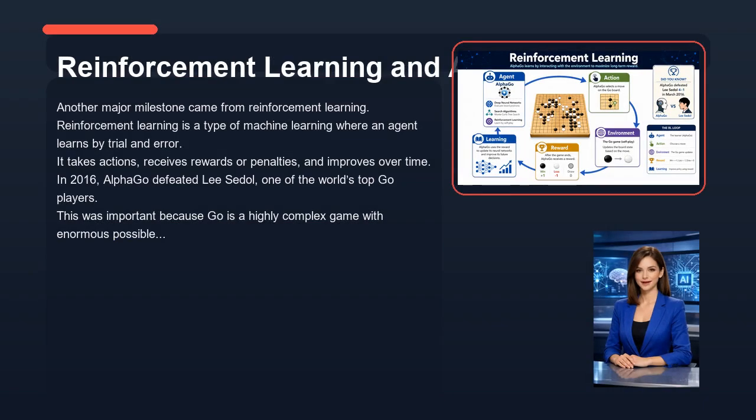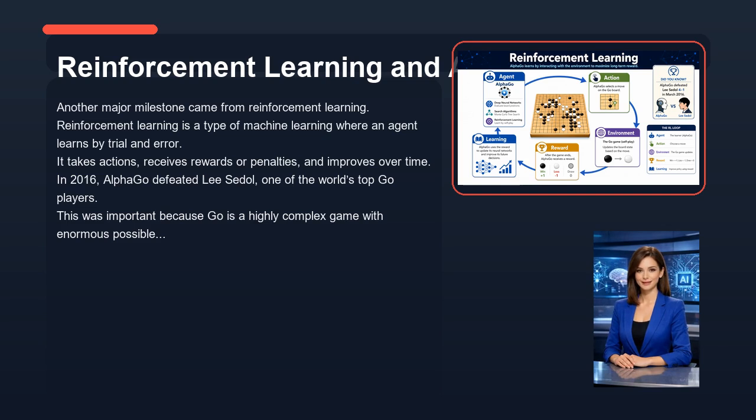Now let's look at reinforcement learning and AlphaGo. Another major milestone came from reinforcement learning. Reinforcement learning is a type of machine learning where an agent learns by trial and error. It takes actions, receives rewards or penalties, and improves over time.